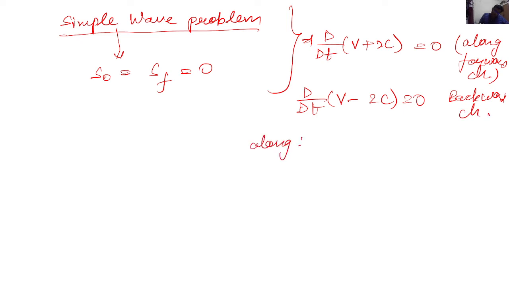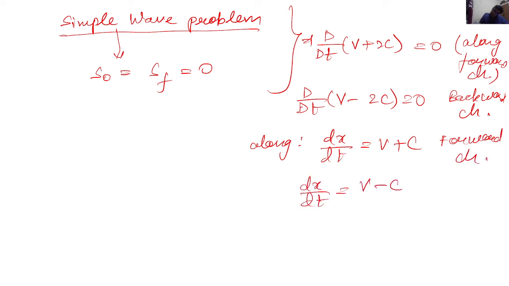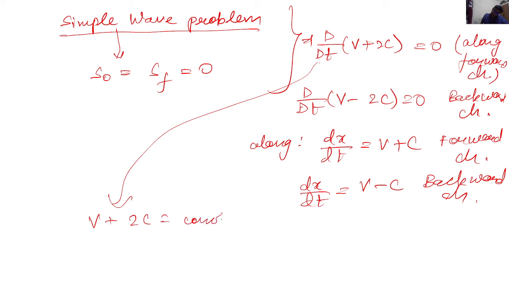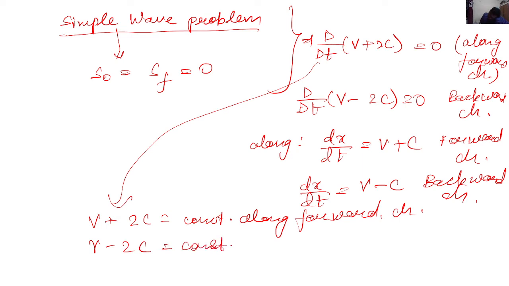and the trajectories will be along dx by dt equal to V plus C for the forward characteristic and dx by dt equal to V minus C for the backward characteristic. So we just get that V plus 2C equal to constant along the forward characteristic for a simple wave, and V minus 2C equal to constant along the backward characteristic for a simple wave.